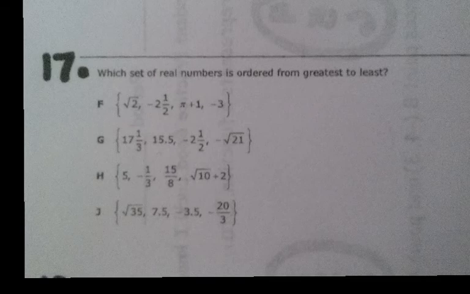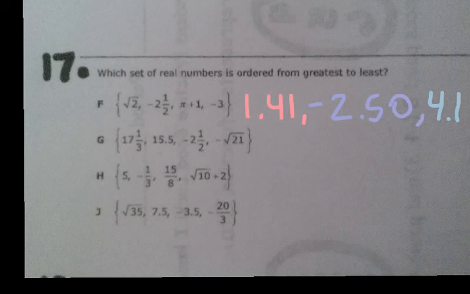Number 17 says, which set of real numbers is ordered from greatest to least? If you change them all to decimals and look at it like money, it'll be easier to put them in order from greatest to least. For F, I already know a negative number is not greater than a positive number, so there's no way it can be F.